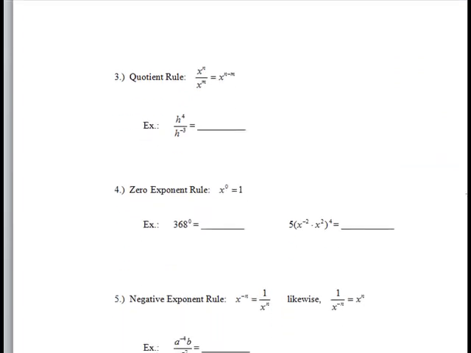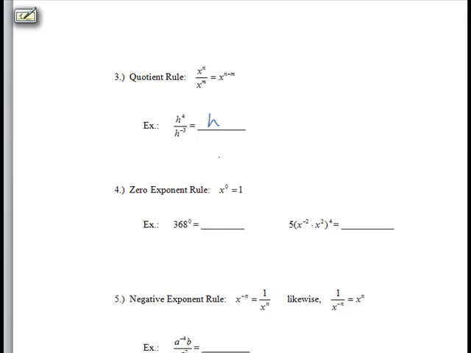Next we have the quotient rule. Quotient, of course, is division, so here we're dividing 2 powers with the same base. So in the quotient rule, if you're dividing 2 powers with the same base, you're going to subtract exponents. But order matters in subtraction. It's always going to be the numerator's exponent minus the denominator's exponent. So x to the m over x to the n simplifies to x to the m minus n power.